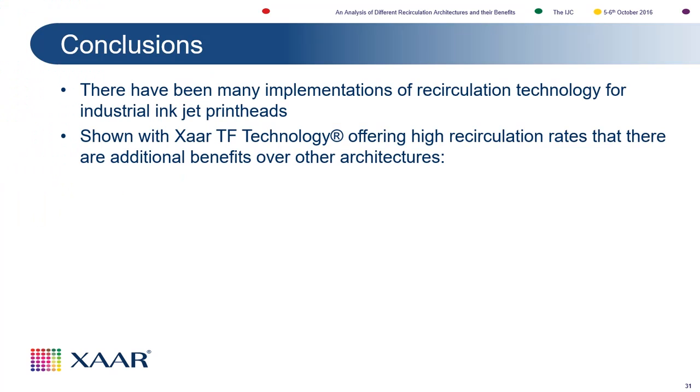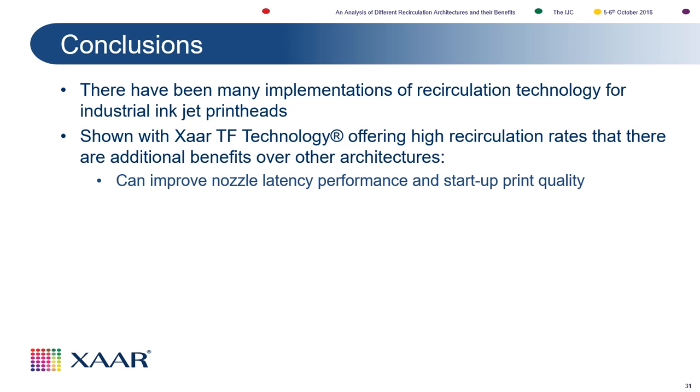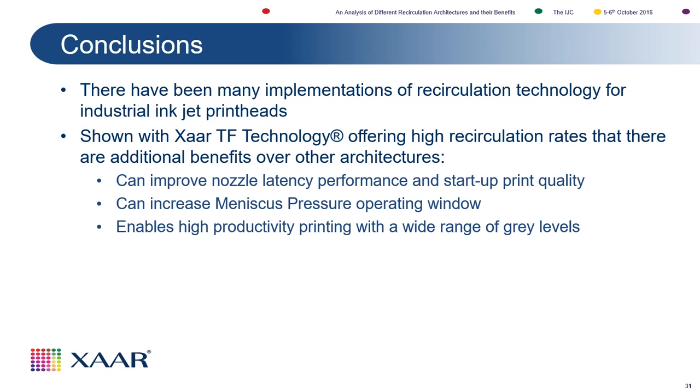So, conclusion. What I've shown is that recirculation architectures have been introduced into different industrial inkjet printheads in subtly different ways, and that the Xaar TF technology offers high recirculation rates, and that's one of the key things, with additional benefits over other architectures. It can improve nozzle latency in startup. It can increase meniscus pressure operating windows, and it enables high productivity printing with a wide range of grayscale levels.